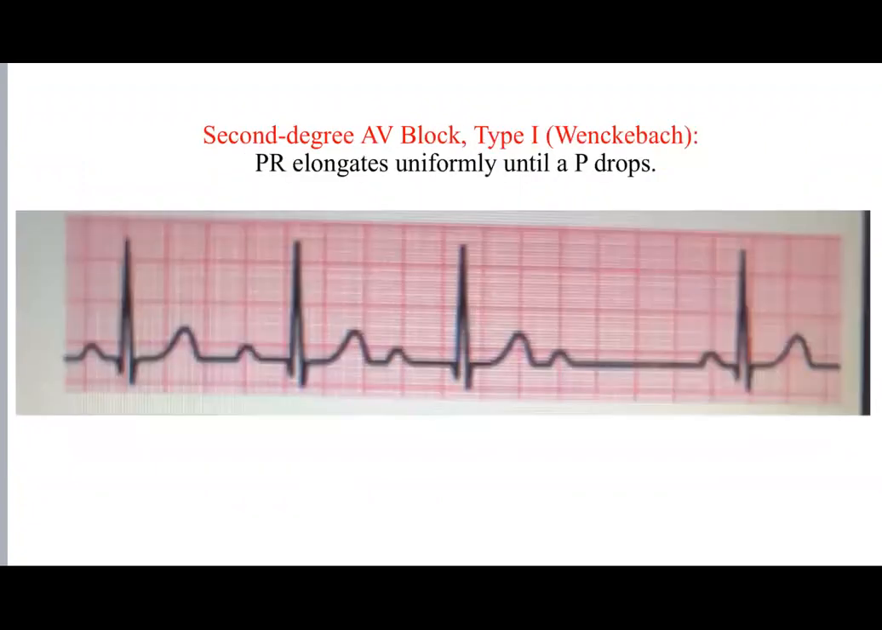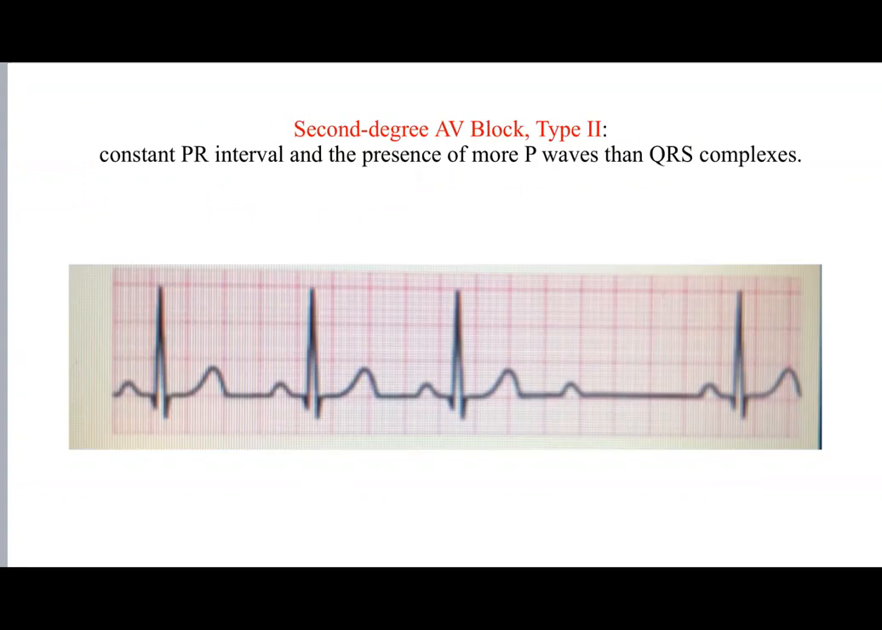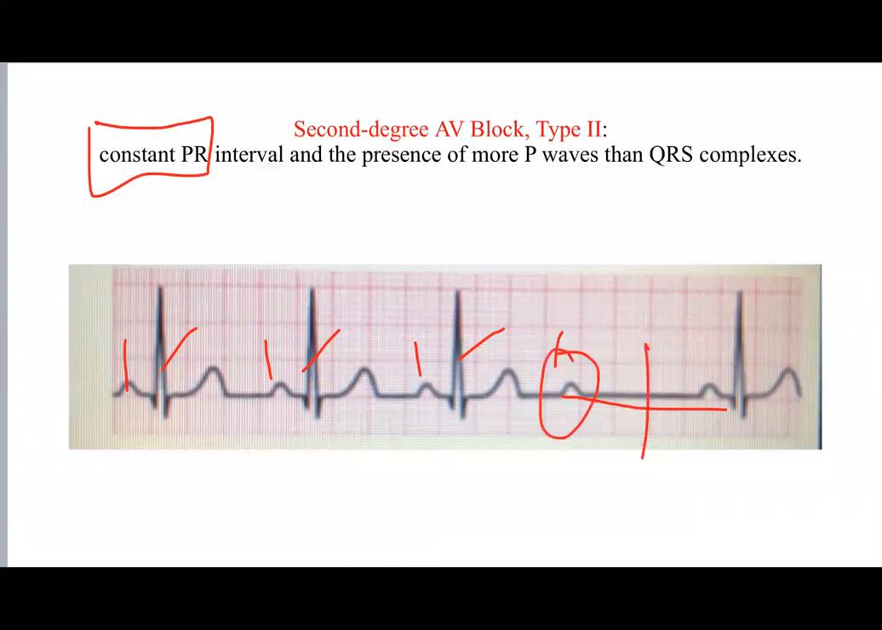is that in type 1, you're going to have a PR that elongates uniformly, whereas in second degree type 2, you're going to have a constant PR, okay? So, honey, just deer, honey, just deer, honey, just deer, honey, no deer. Simple as that, right? So in other words, you're going to have an extra P because you're going to drop that QRS, right?